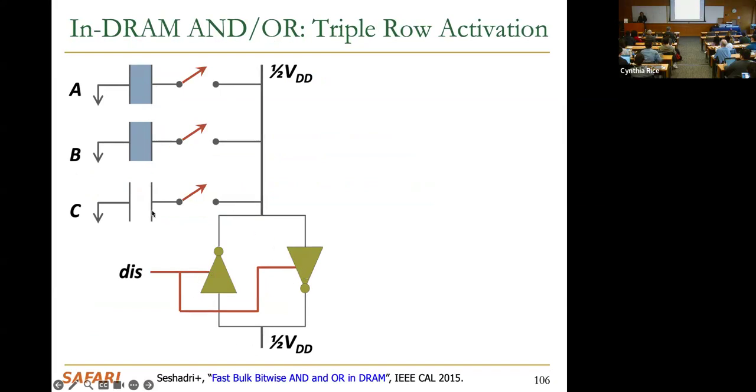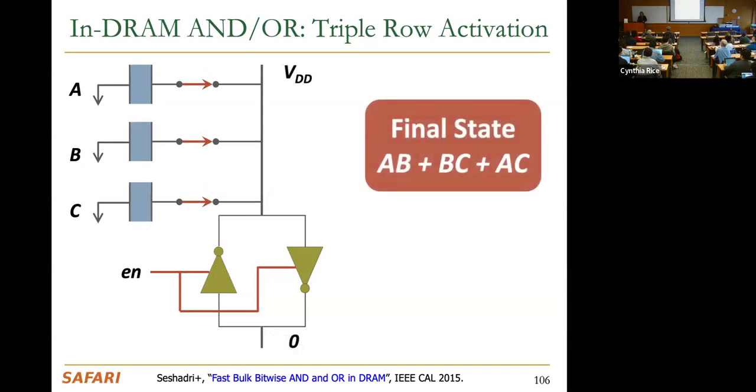So if you concurrently activate these 3 rows, based on circuit level principles, if at least 2 of these cells are charged, you get the charged state at the end. If at least 2 of these cells are discharged, you get the discharged state at the end, because of charge sharing principles, basically. Of course, there's variation, et cetera. We're going to talk about that separately, potentially, if you have questions.